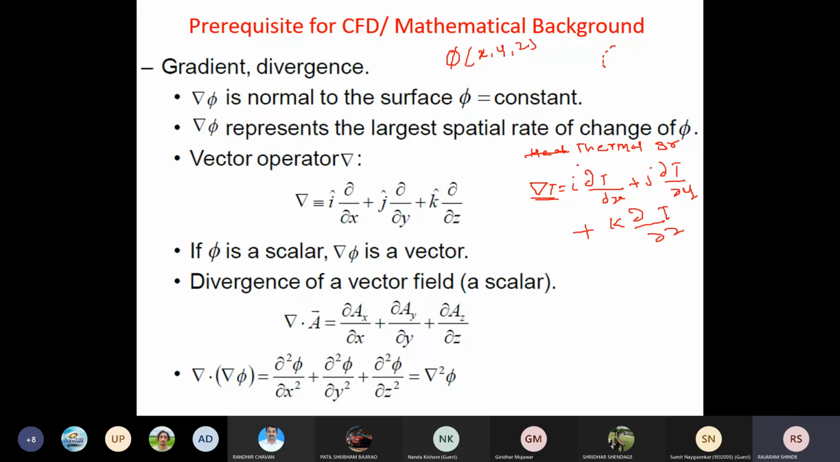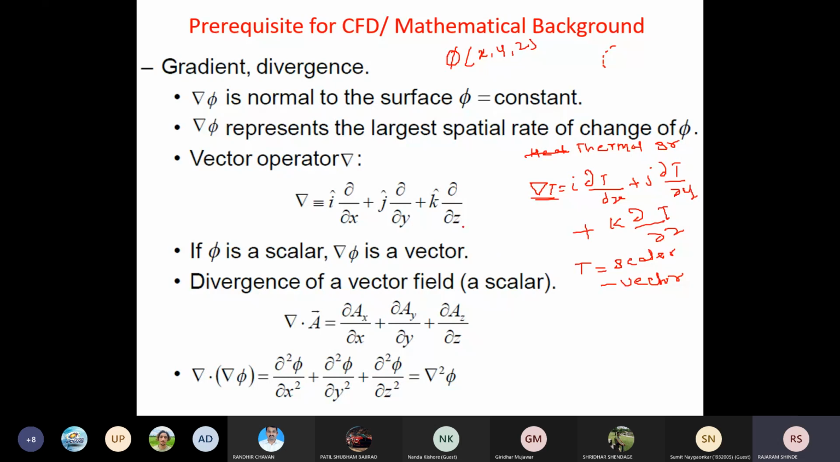Okay. You see here, if we consider the temperature is a scalar quantity, and when we take the gradient of the temperature, that is a thermal gradient, it becomes a vector quantity. Here we are not using the regular derivative for calculation of the temperature gradient, but we have to use the vector operator del. Now here phi is a scalar and del phi is a vector. Now this is about the gradient.